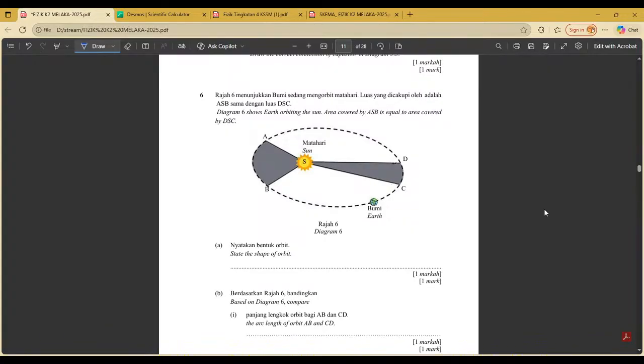My neck hurts. Okay. Diagram 6 shows Earth orbiting the Sun. Area covered by ASP is equal to the area covered by DSC. State the shape of orbit. The shape of orbit is ellipse. Okay.